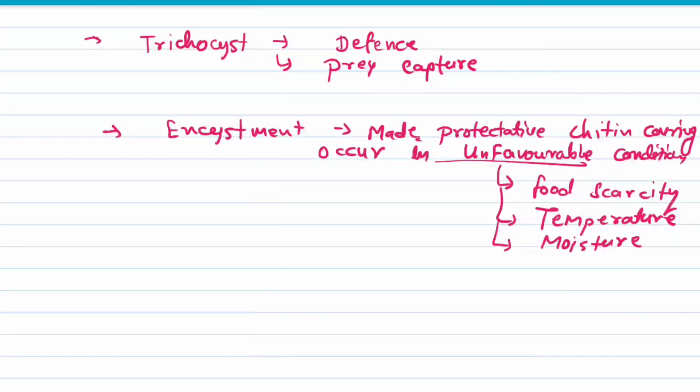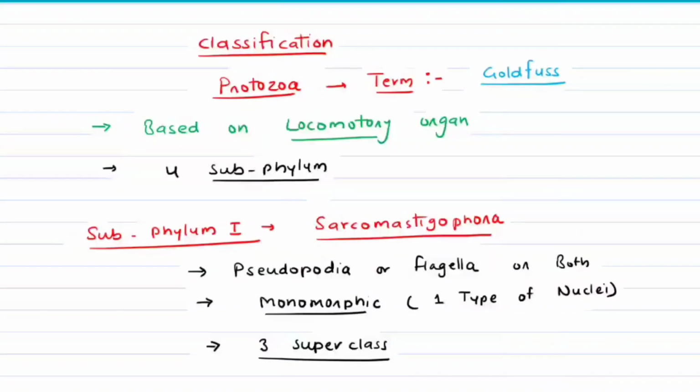Okay, and then we start with the classification of protozoans. So let's start with the classification of protozoans. The term protozoan was given by the scientist Goldfuss. Classification of protozoans is based on their locomotory organs, like flagella, pseudopodia, cilia, or the absence of locomotory organs.